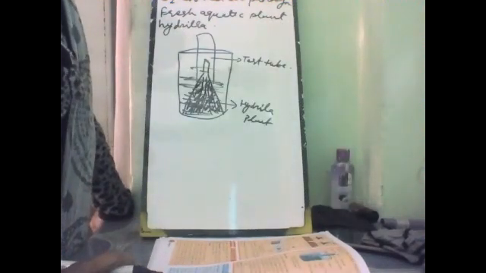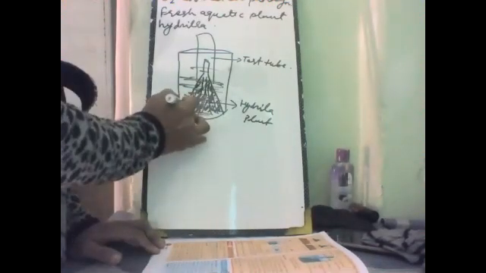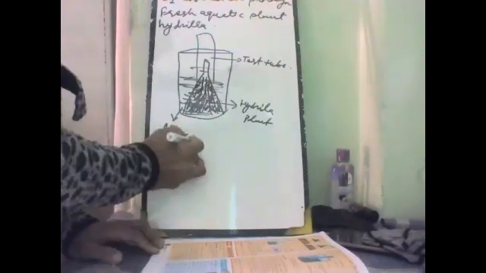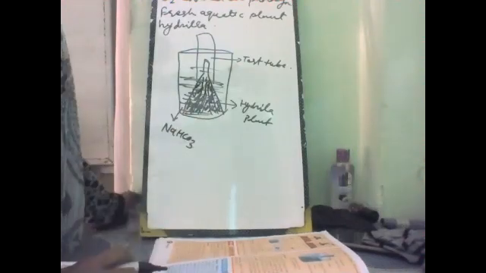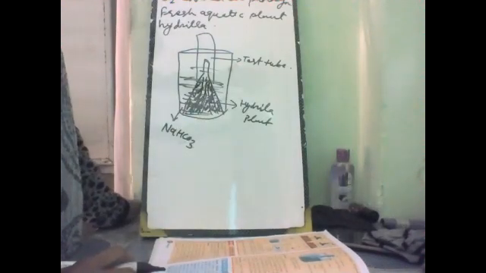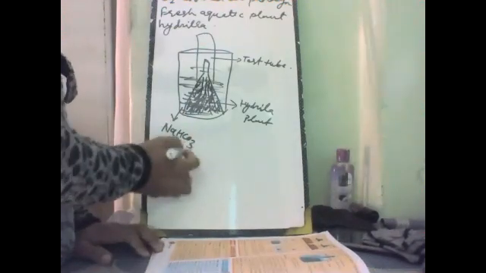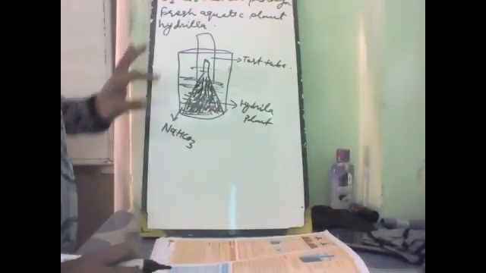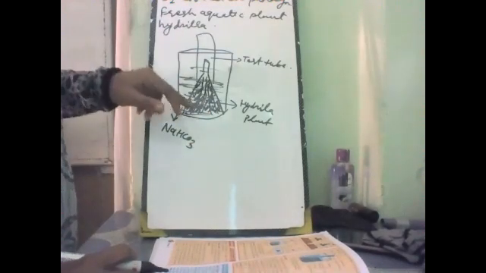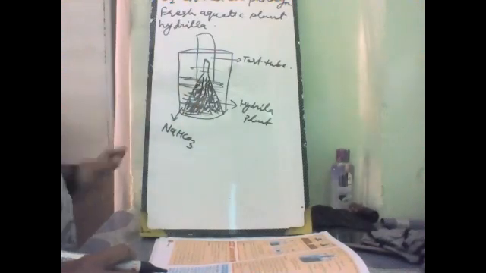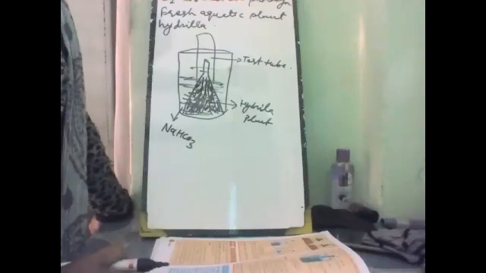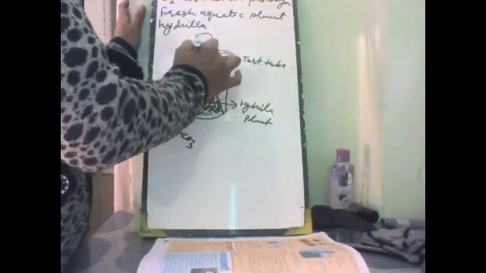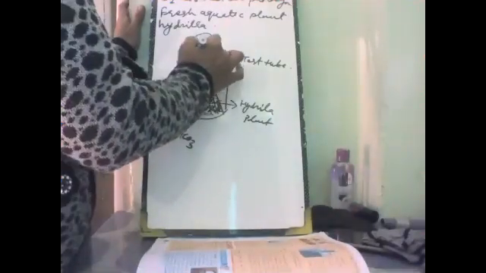Add a pinch of sodium bicarbonate, NaHCO3, to the water in the beaker. This will increase carbon dioxide, since the sodium bicarbonate decomposes and forms carbon dioxide, which is necessary for photosynthesis. Invert a test tube full of water over the funnel. This is the test tube, and it is filled with water.